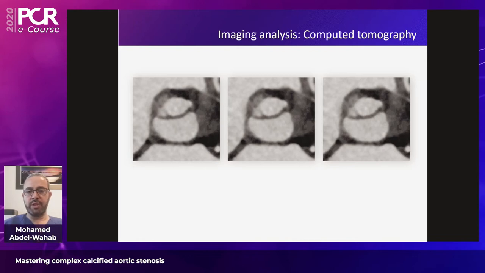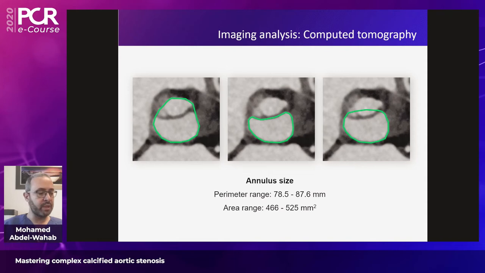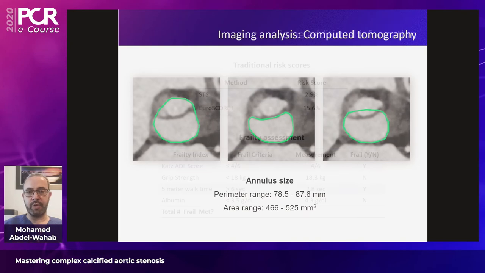When we considered this patient for TAVI, one additional challenge was how to measure the annulus. And we weren't quite sure whether we should include this mass in our measurements or not. So these are the three variations you can have. If you include the mass, you can have a perimeter of up to 88 millimeters and an area of up to 525 square millimeters. If you exclude it, you are much smaller. And if you are somewhere in between, then you're somewhere in between. So sizing in this case was also a matter of concern.